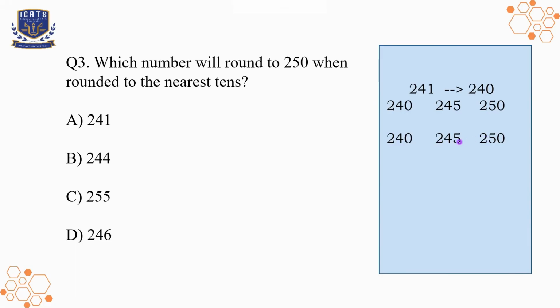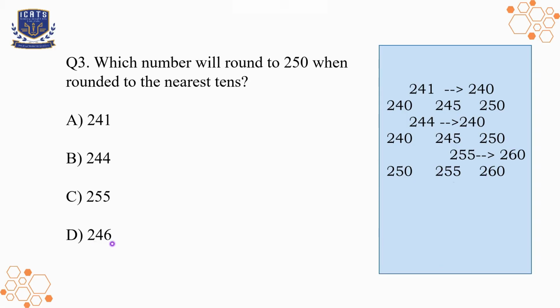And the half is 245. As 244 comes before 245, we will round 244 towards 240. Now, options A and B are incorrect, so we will move to option C, that is 255. It lies between 250 and 260, and the half is 255. As 255 is exactly the half of the given numbers, we will round this number towards the bigger side, which is 260. So still option C is not correct.